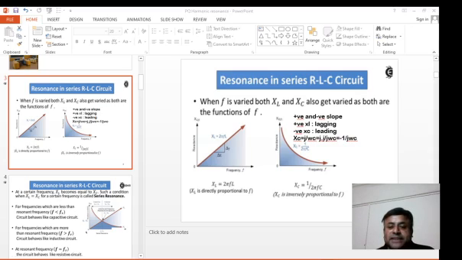Let us study series resonance initially. What is the concept? If a series RLC circuit is there, where R, L and C are connected in series, the current is common and there is a division of voltage. In that case, there are two components: one is XL and another is XC. Assuming that R is 0.